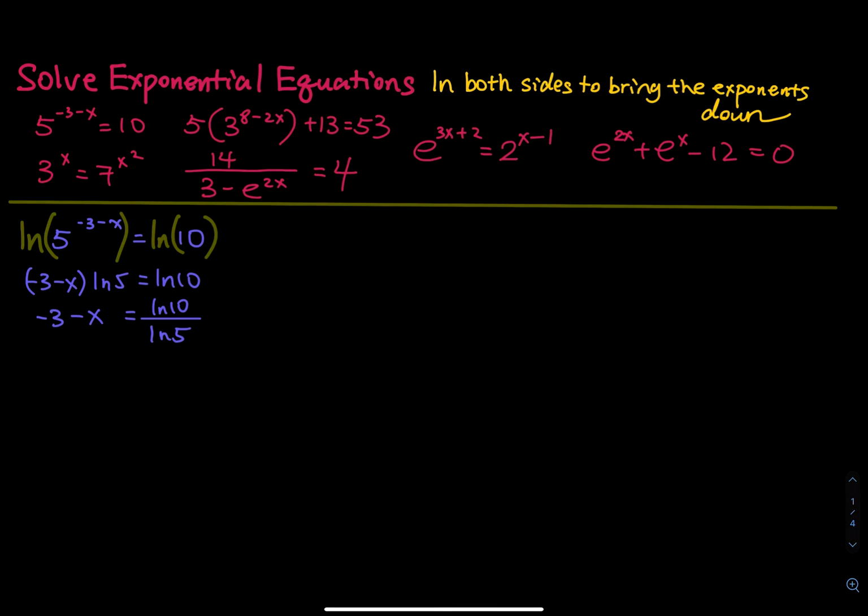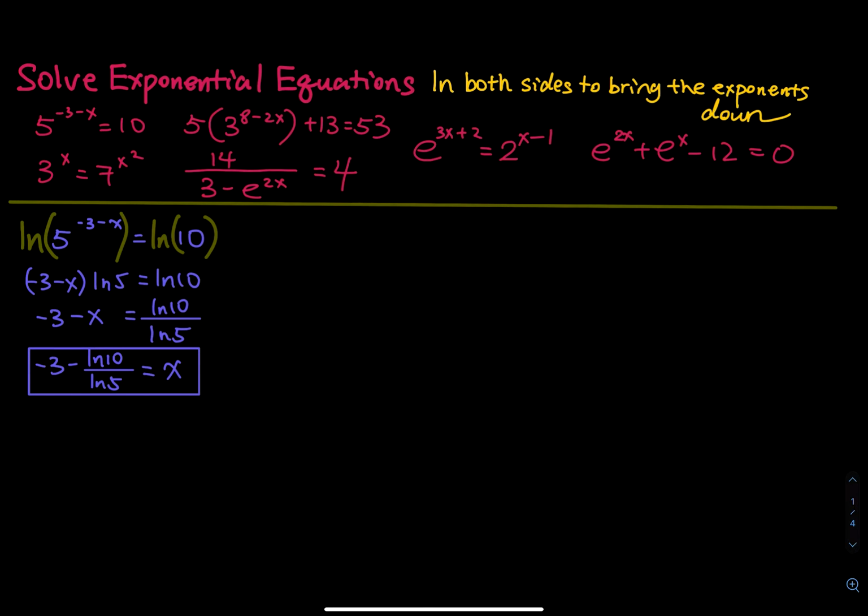All right, and then what else can we do? How about this? We move the x to the right side, and then we move the ln to the left side. So we have 3 minus ln 10 divided by ln 5 equals x, and then this is our answer.